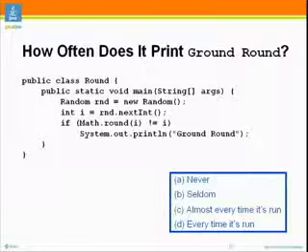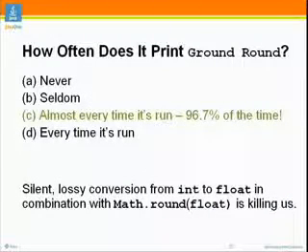Okay, time to reveal the answer. The answer is, in fact, almost every time it's run, 97% for those of you who are obsessed with quantification. It turns out, the intuition here is that there is a silent, lossy conversion from int to float, and that, in combination with the fact that math.round of float is the method that is invoked, is killing us. So let's take another look at it.